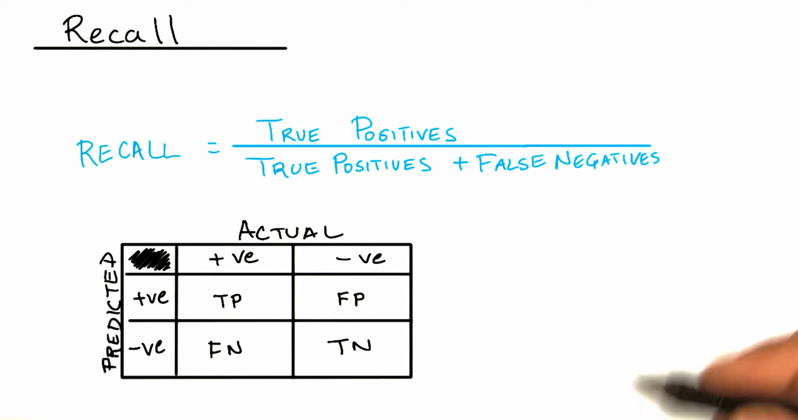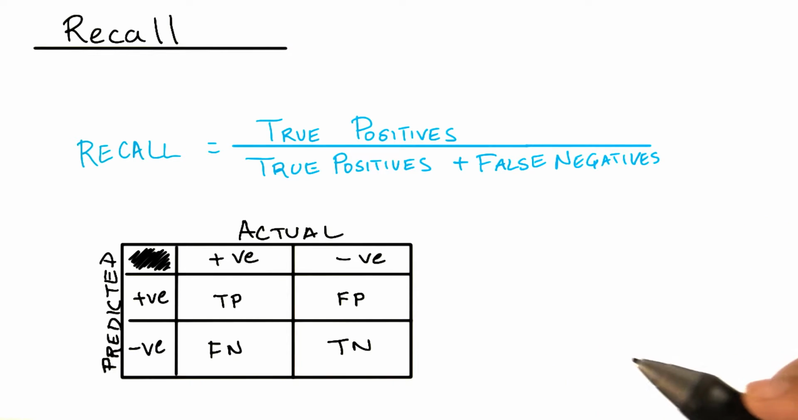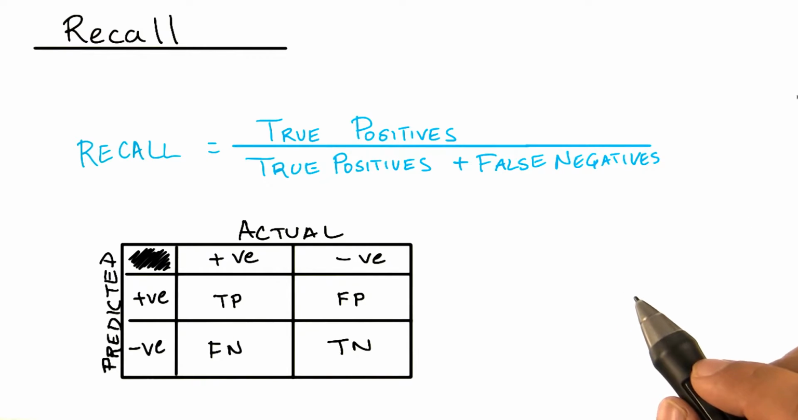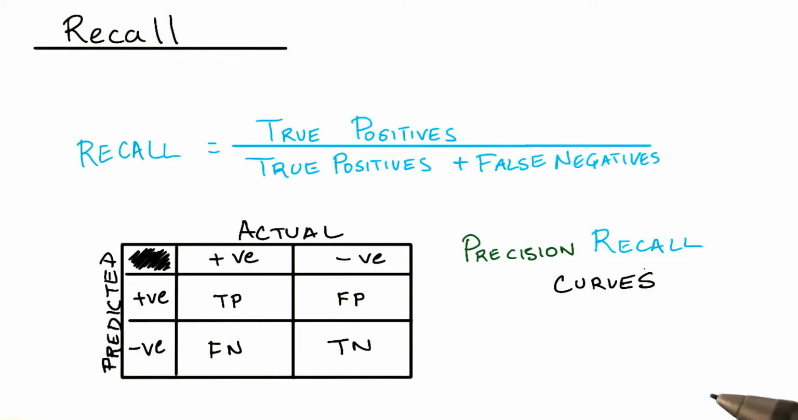Also remember, as we varied our threshold, we had different values of sensitivity and specificity. In the same way, we can get different values of precision and recall by changing our threshold or cut. The resulting curve is very similar to our ROC curves. In this case, these curves are called precision recall curves.